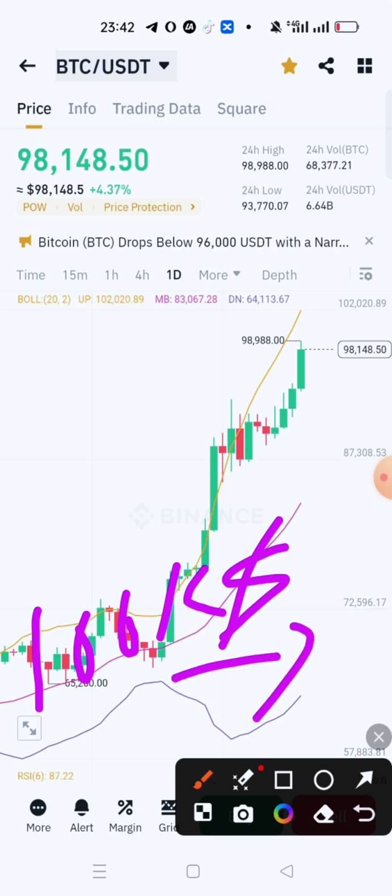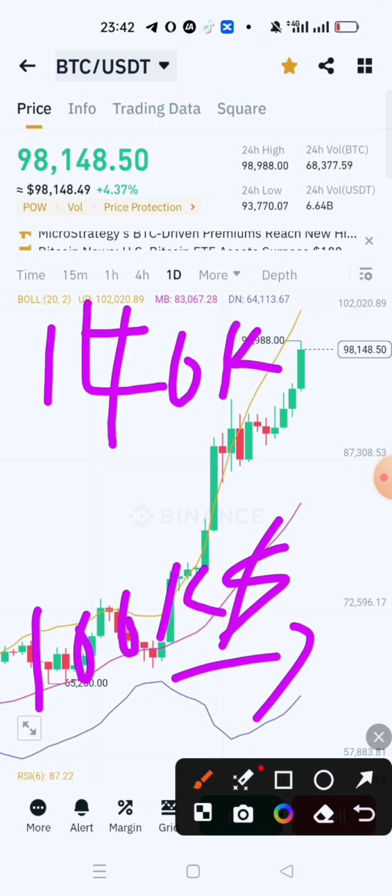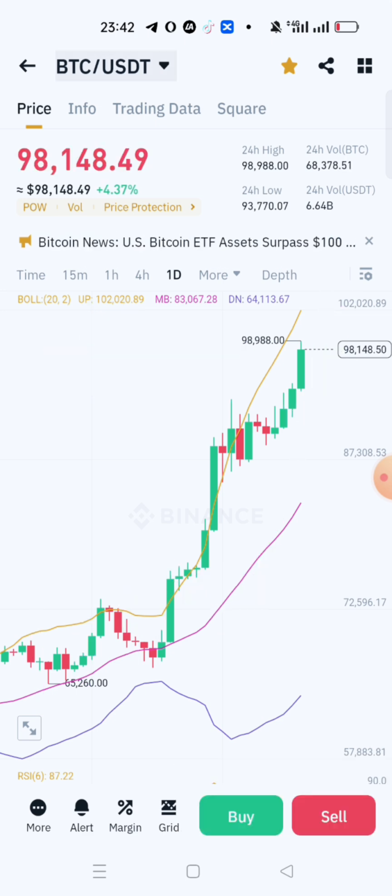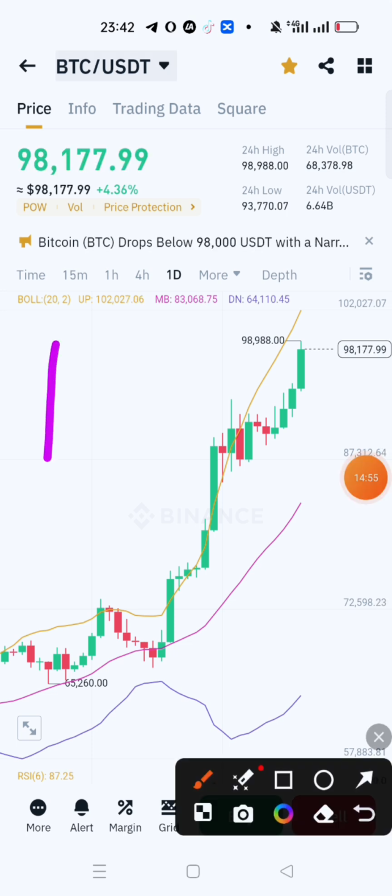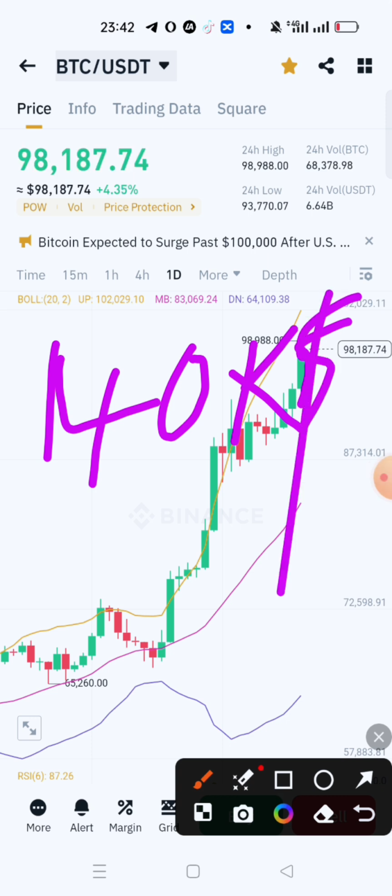Now, by now you could have gotten over $140,000. Yeah, by now you could have gotten a profit of $40,000 in a market of a trade volume of $100,000. Now that is how it simply works. That is how traders or investors make money in the crypto space.